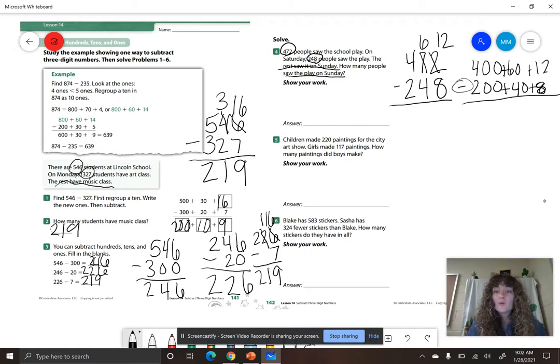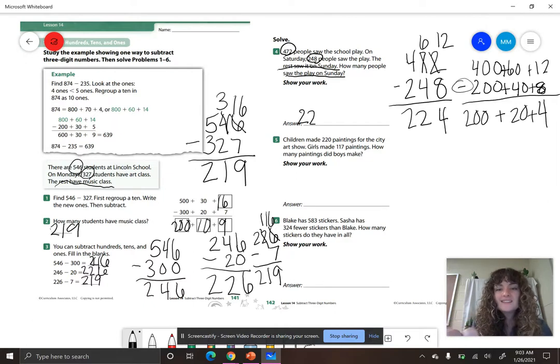So now I can do 12 minus 8. I can start at the part I know and count to 12. So 8, 9, 10, 11, 12. How many ones are left? 4 ones. Now I go to my tens. I have 6 tens and I'm taking away 4 tens. How many tens are going to be left? 2 tens, which has a value of 20. And our hundreds place, 4 hundreds minus 2 hundreds would be 200. So 224. How many people saw the play on Sunday? 224 people.